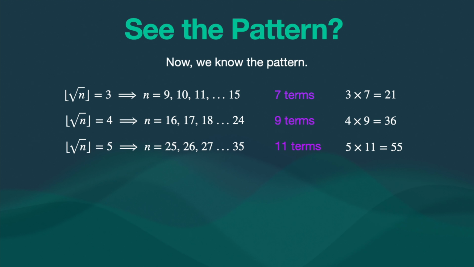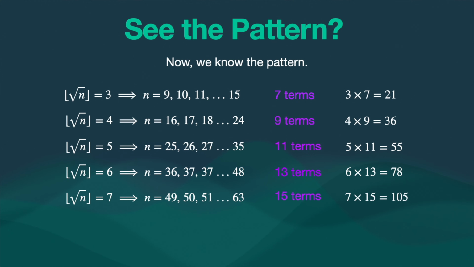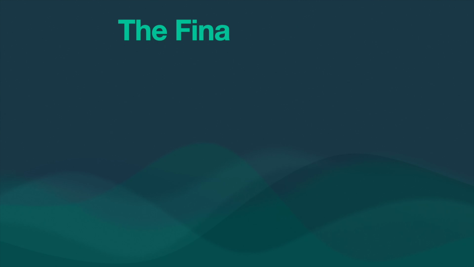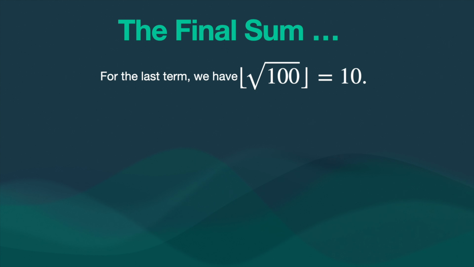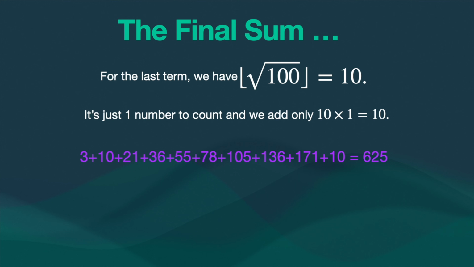So I will quickly show you all the floors and the total we add every time. But for the last term, we have just 10. We have one number to count and we add only 10. So let's add everything up and the final sum is 625.